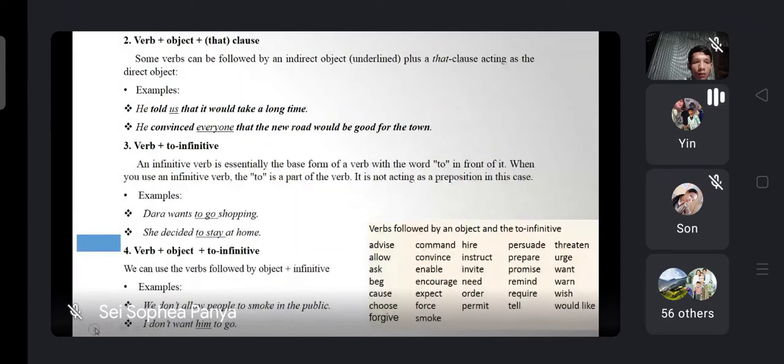So let's see an example together. Dara wants to go shopping. To go is an infinitive verb.